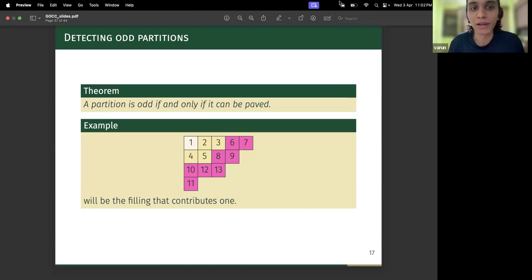So okay, this was the detection theorem where given a partition, all we have to check now is whether it can be paved. If it can be paved, then it's odd. If it cannot be paved, then it's even. So this is what we wanted. Now, why did we want such a thing?